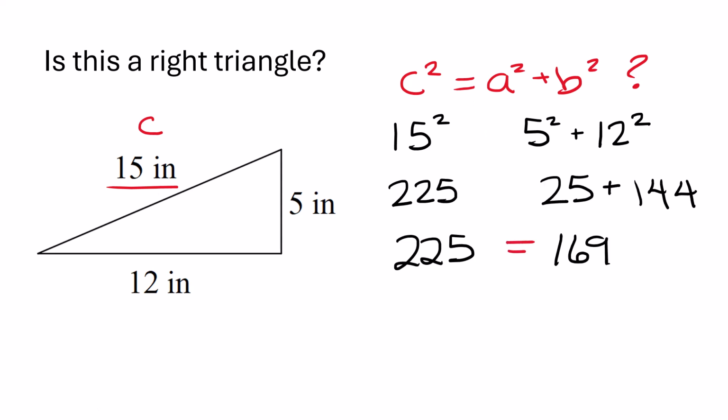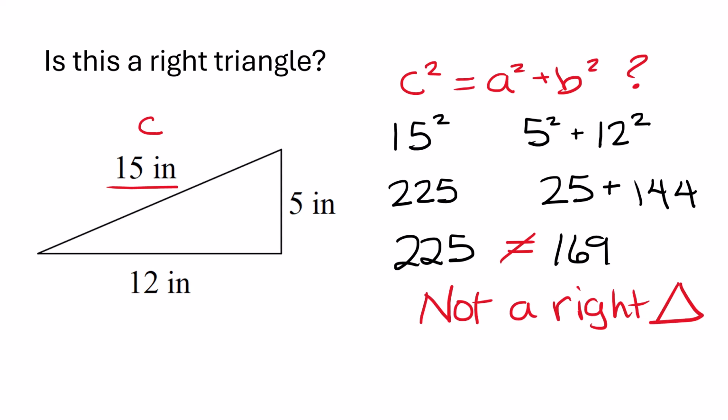They're not equal. If c squared doesn't equal a squared plus b squared, you can say, no, this is not a right triangle. It doesn't matter how it's drawn. Later on in the course, we're going to figure out a way to find out how big this angle is right here. It might be like 89.9, but it's not exactly 90.